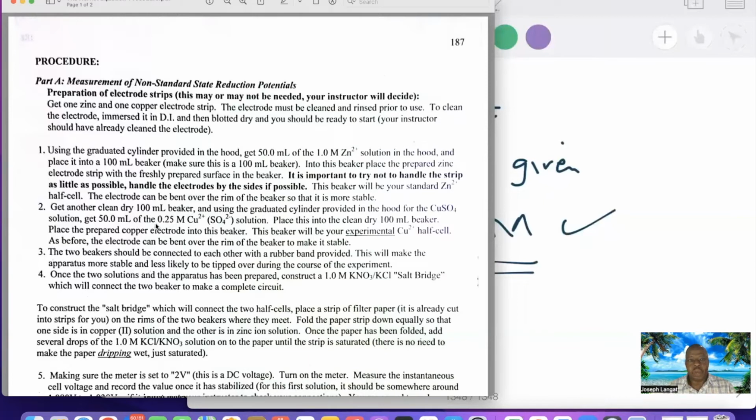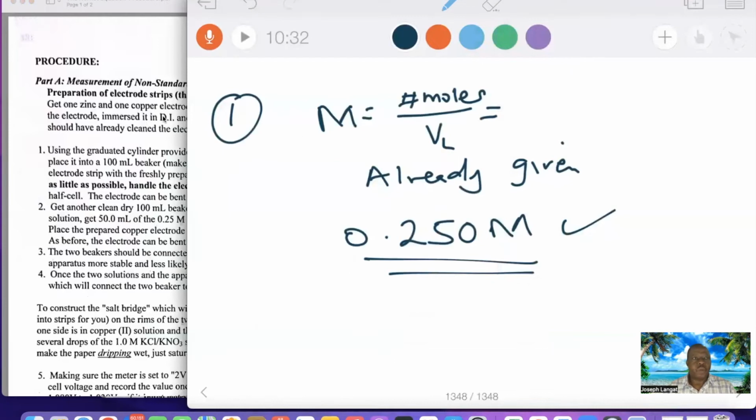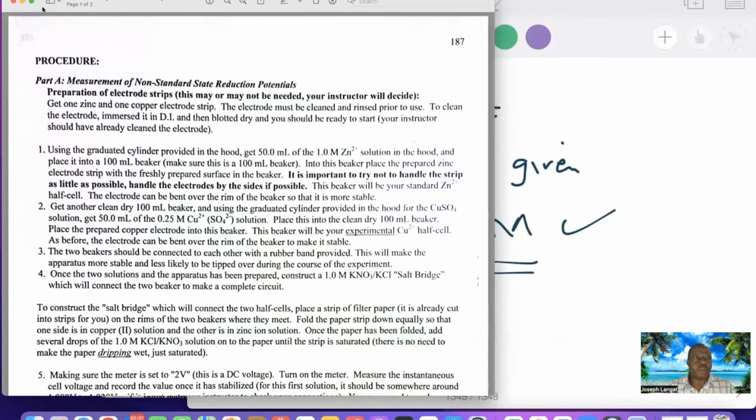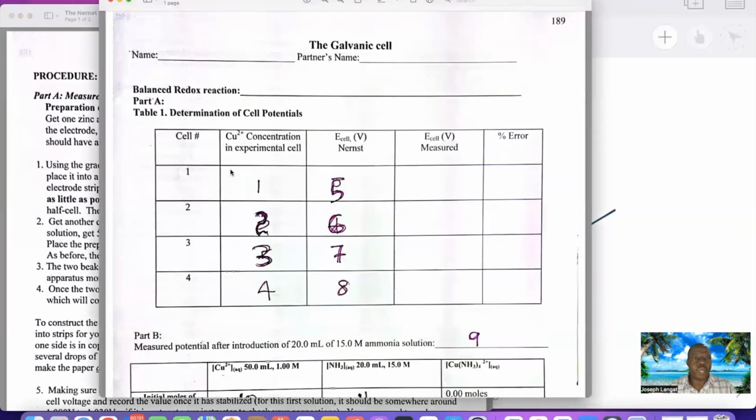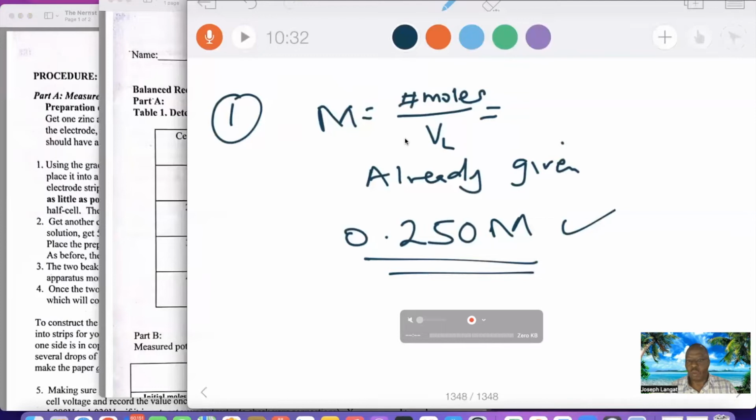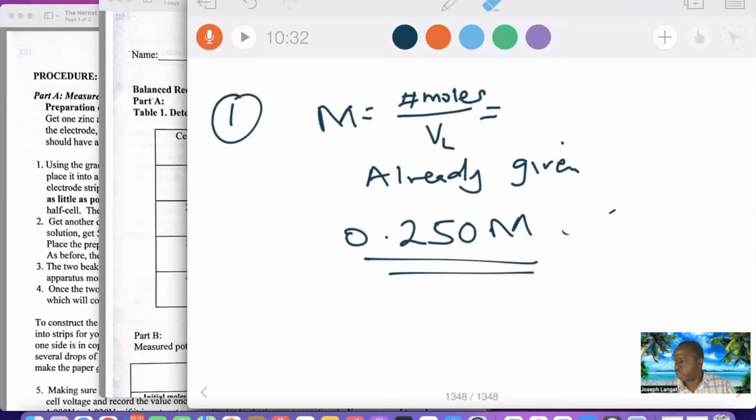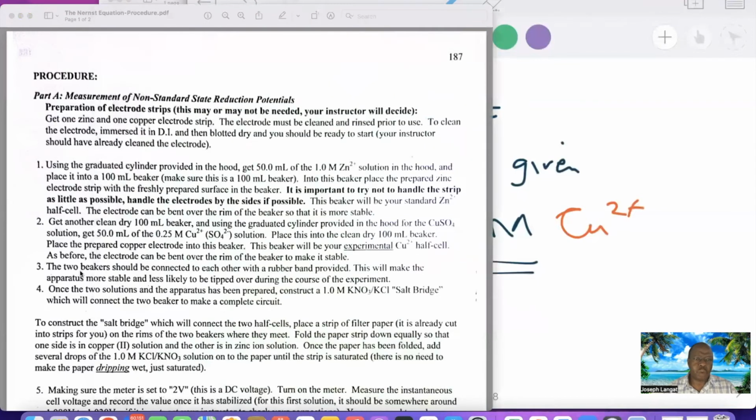For cell number one, you will be performing 4 experiments. This is cell number one, cell number two, cell number three, cell number four. So for cell number one, the concentration of Cu2 ion is already given. Now, the zinc will always be constant. You're not going to change that.